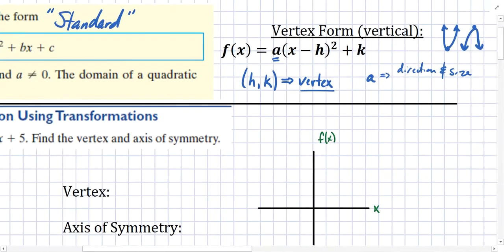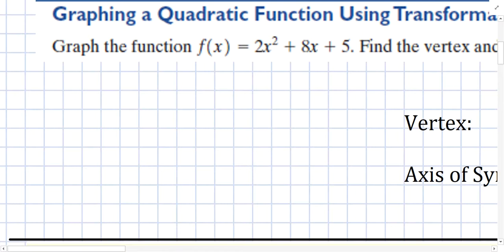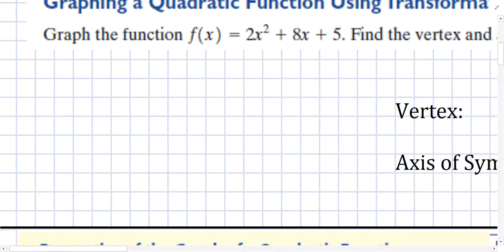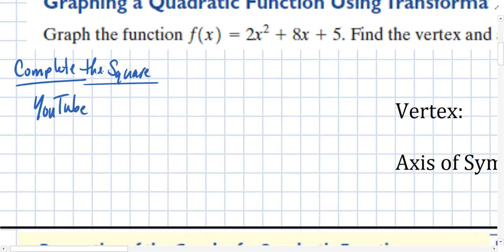So let's see how we can get the vertex form of an equation if it's given to us in standard form. In this particular question, we're being asked to find the vertex and the axis of symmetry. We'll talk about that in just a second. And the vertex is very hard to locate when the equation is written in standard form. Now I'm going to use a technique called completing the square in order to rewrite this from standard form to vertex form. And I would recommend doing a search on YouTube for this phrase in case you're not familiar with it after we walk through this example.